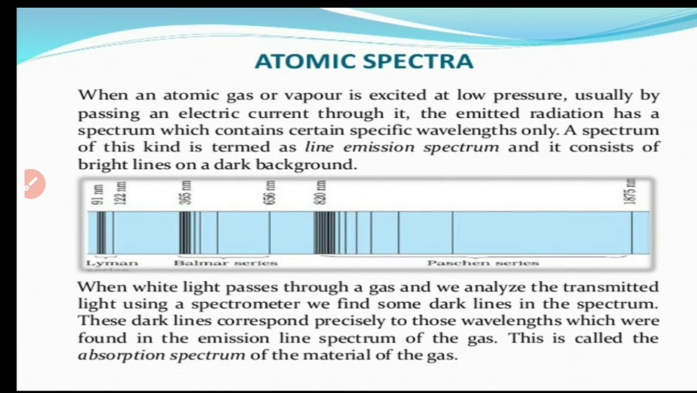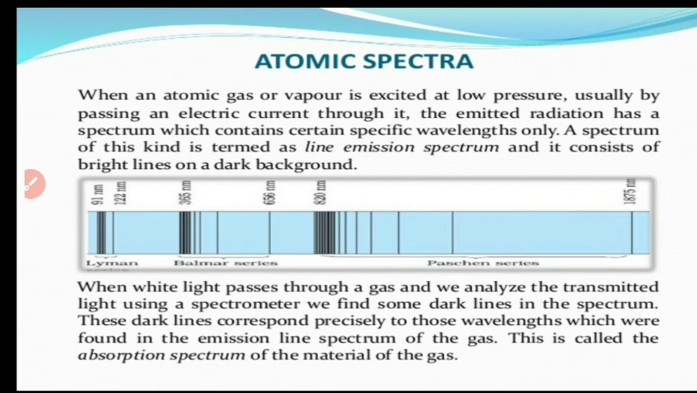So incoming light had many wavelengths or many frequencies, and when the light comes out of the system, we can see that there are some dark lines, which shows that those particular wavelengths or frequencies were absorbed by this particular system through which the waves were passing. And the spectrum which has such dark lines is known as absorption spectrum.